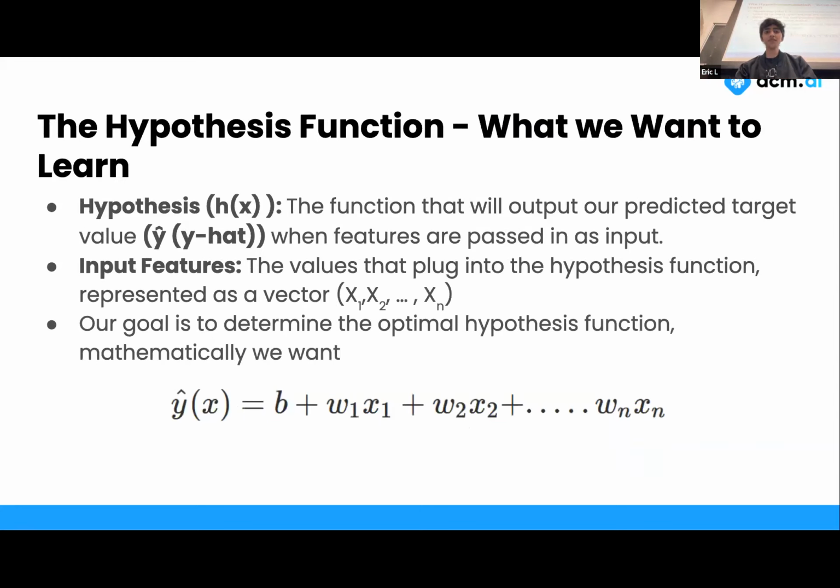As a complete recap, we want to learn our hypothesis function. We want to learn the weights of our hypothesis function. The function outputs the predicted target, y hat. We have a bunch of input features, x0 to xn, and our goal is to determine the optimal hypothesis function. Right here, we have y hat of x is equal to b plus your standard linear equation format. And b is quite literally just an intercept. It's like a bias is what we like to call it.